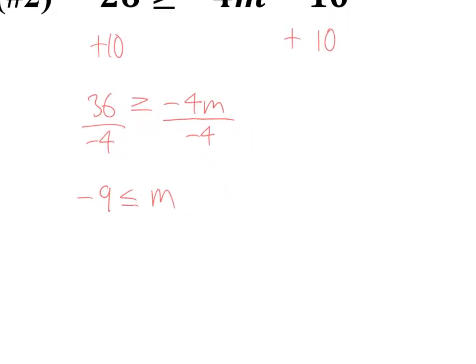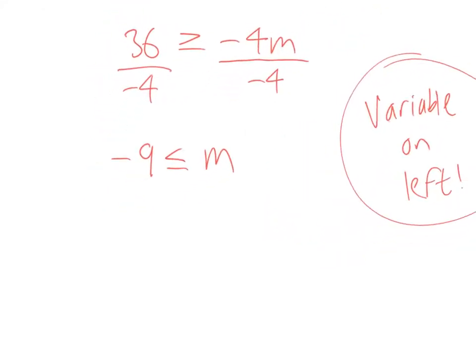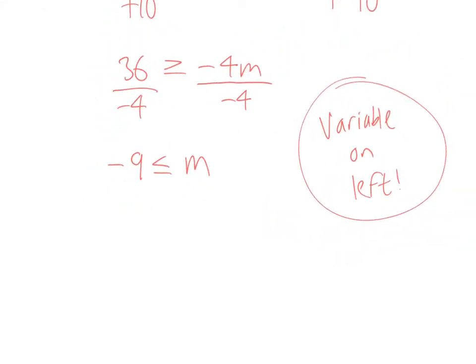And another thing, there's another problem with this now. We have our answer, but what's wrong with it? We want the variable on the left. Is the variable on the left right now or no? It is not. So I'm just going to draw some arrows. We're going to just flip these around. And so I'm going to write m. I'm going to write negative 9. Now, when I flip it around, it was pointing at the negative 9, so it still needs to point at the negative 9, like this.